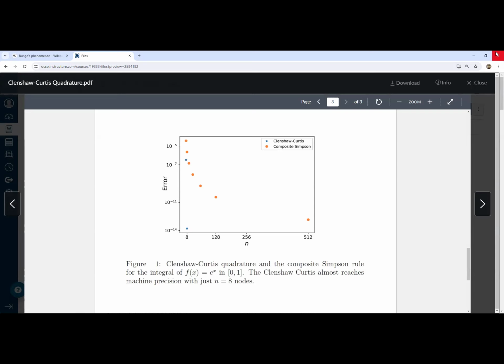But here, if you use the composite Simpson rule, how many points do you need to approximate to get the error close to the machine precision? It's over 500 points. And that's the benefit of Clenshaw-Curtis. You just need like 8 nodes. You don't need 500 nodes. So faster convergence means that you can do the calculations faster.